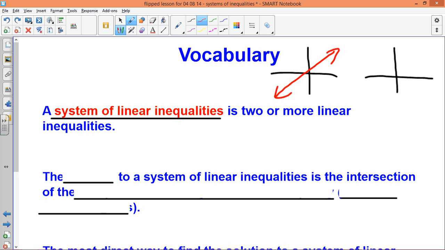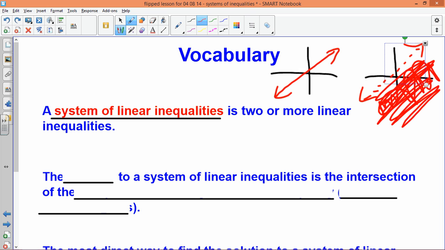That's an equation. For an inequality, we might have something like this, where we have to shade all of one side of a line because everything on one side of this line is a solution. Okay, so just to remind you of what a linear inequality looks like. So a system is when we talk about two or more of them at the same time.